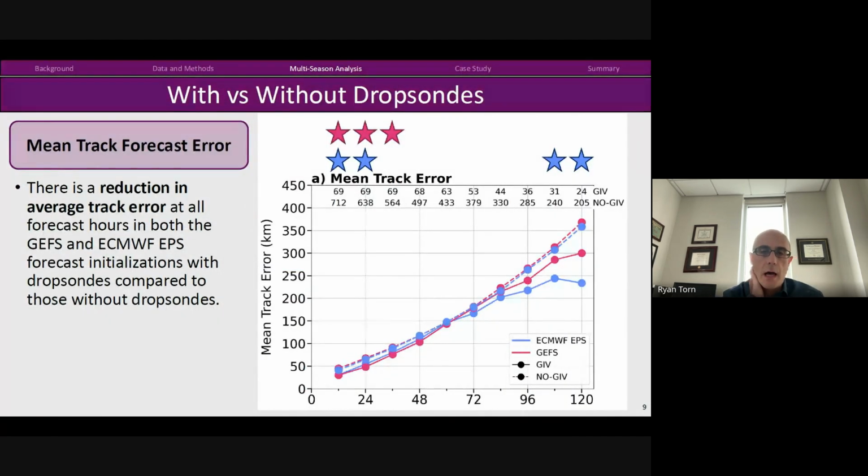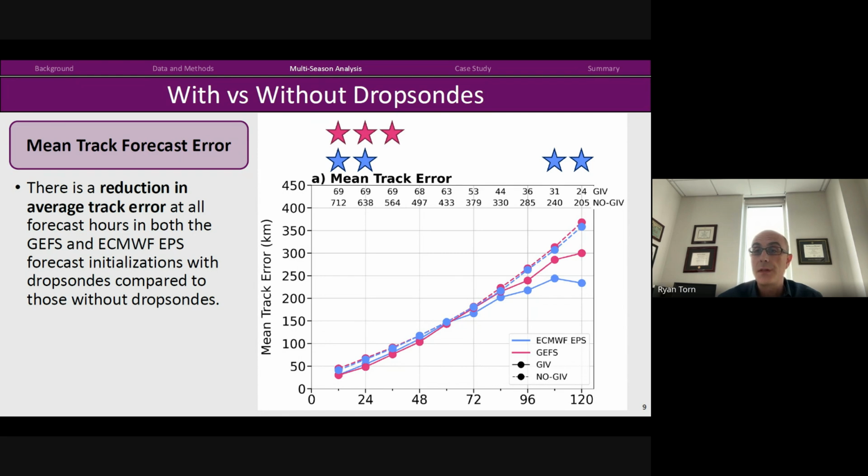All right, so I'm going to stop and just say what each of these slides is. This particular one, we're looking at mean track error as a function of forecast lead time across the x-axis. Throughout all these figures, I'm going to try to use a consistent line and color scheme. So in all of these figures, the solid line is going to refer to forecasts with the dropsonde data. The dashed line is going to be forecasts without. Blue is going to be the ECMWF ensemble mean forecast, and the magenta is going to be the GEFS.